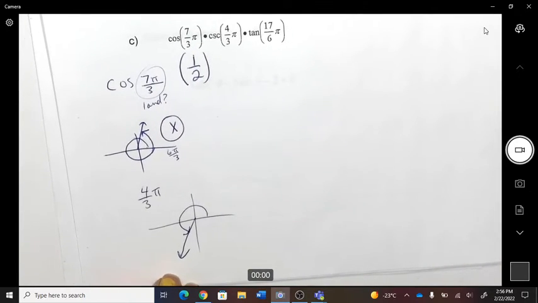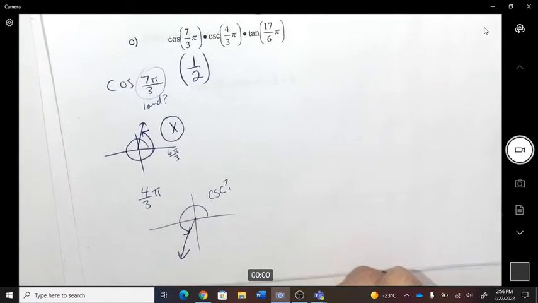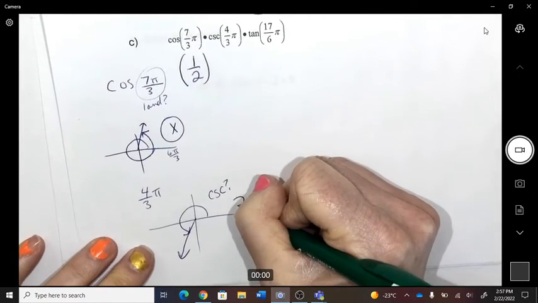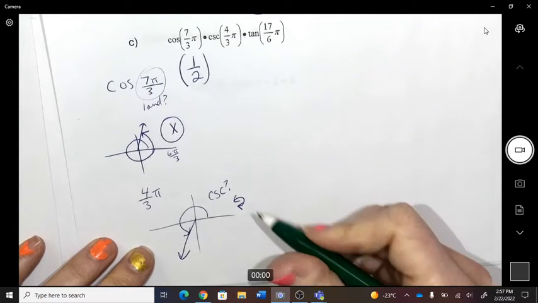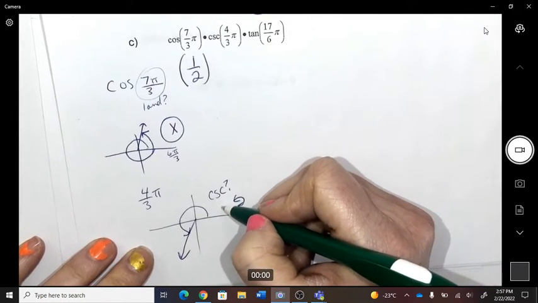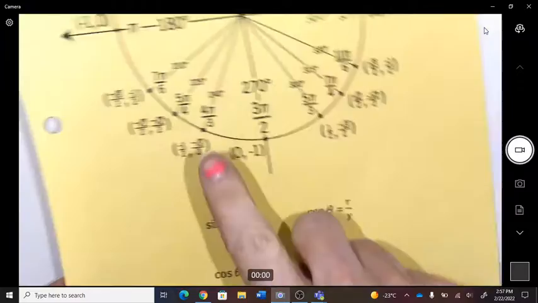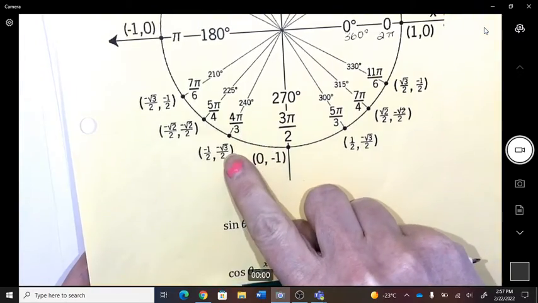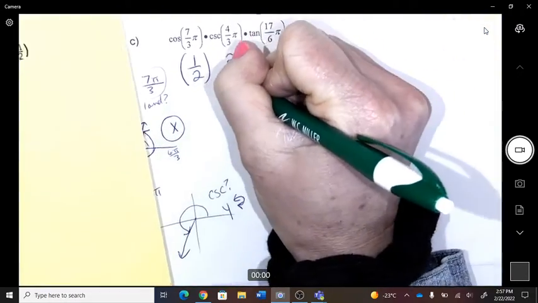Okay, cosecant. What's a cosecant on a unit circle? And obviously flipping. What are you going to flip? The x or the y? It's the y, right? Okay, so I'm here. This upside down, so 2 over negative root 3.